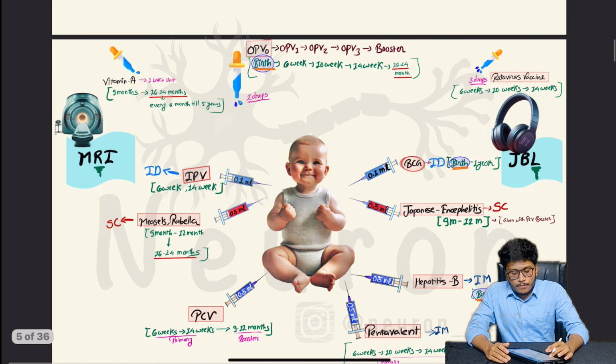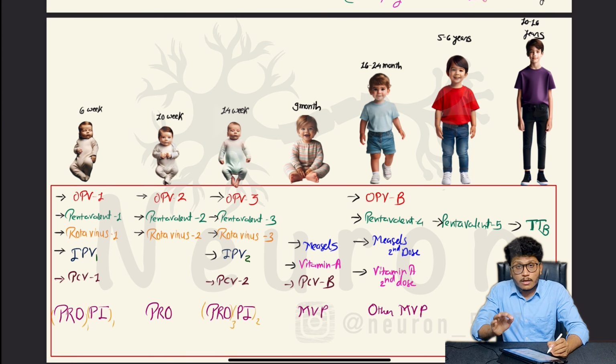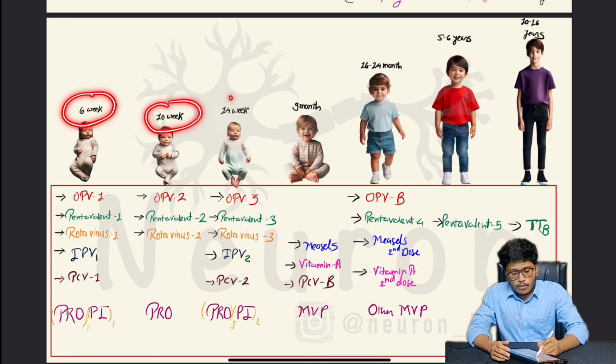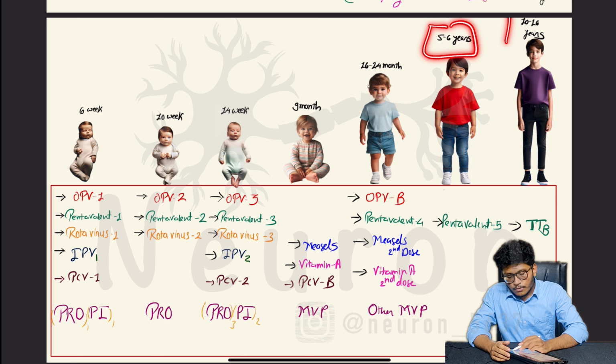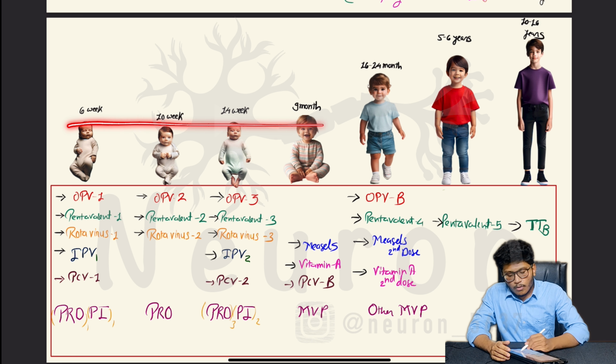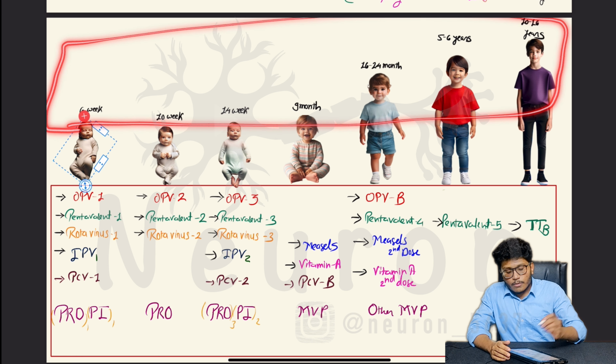Now let's move to the age-wise vaccination. So here you have to remember 6 weeks, 10 weeks, 14 weeks, 9 months, 16 to 24 months, 5 to 6 years and 10 to 16 years. You have to remember all of these age groups and you have to mug it up.